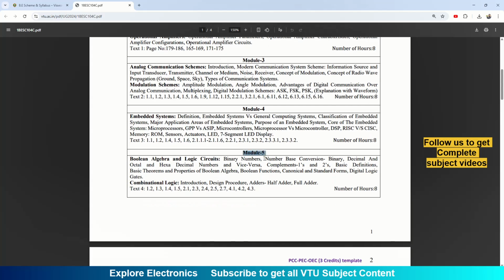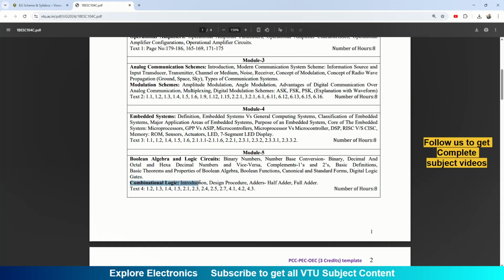Coming to module 5, this is digital electronics where Boolean algebra and logic circuits are studied, starting from number system, binary numbers, and converting one form to other form, binary to decimal, decimal to binary, octal, hexadecimal numbers, and vice versa, and subtraction using complement methods, ones complement and twos complement, basic definitions, and what are all the theorems present in Boolean algebra, properties and Boolean functions, canonical and standard forms, digital logic gates. This is module 5, chapter 1.